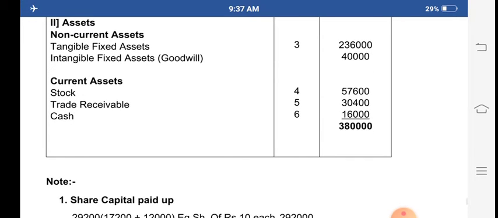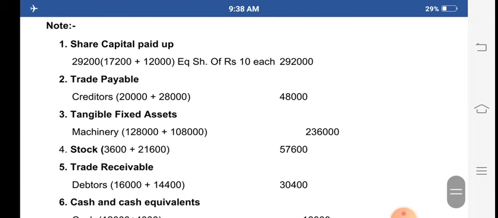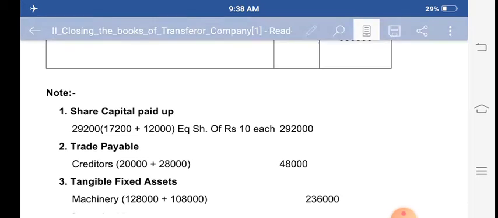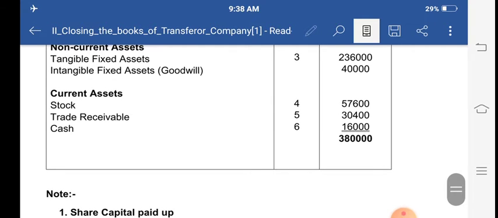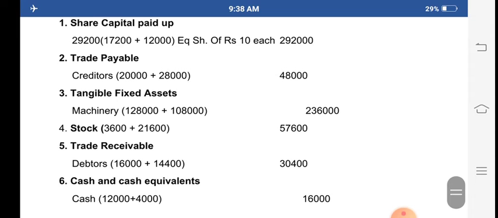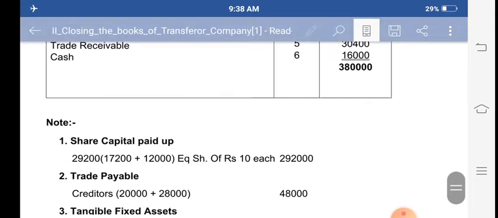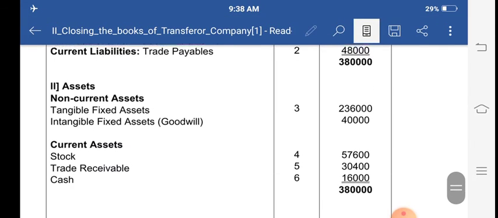Next, current assets, stock, note number 4, rupees 57,600. Now see note number 4, which is 36,000 plus 21,600, the total is 57,600. So next, trade receivables, note number 5. These are the debtors. The debtors value is 16,000 for Arpita Limited and 14,400 for Anusha Limited. The total is 30,400.